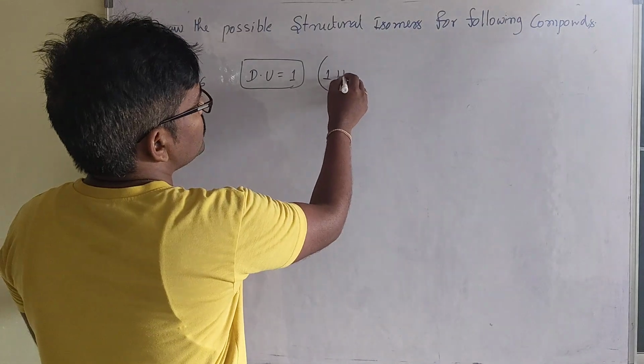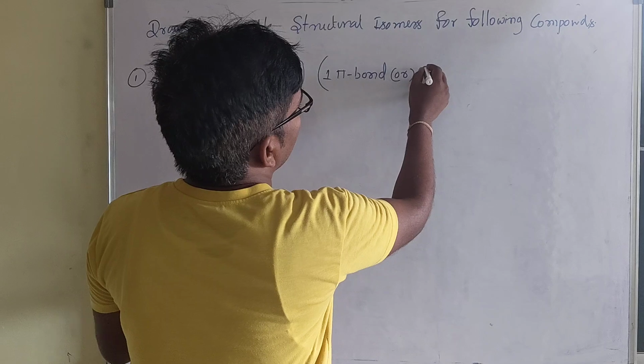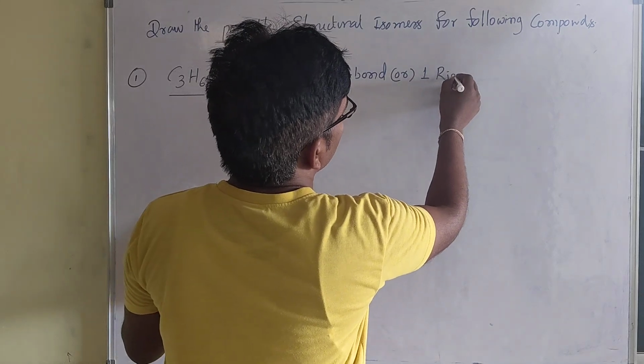1 pi bond is possible, right? Yes, 1 pi bond is possible. Or 1 ring also possible, right? Yes, 1 ring also possible, I told.